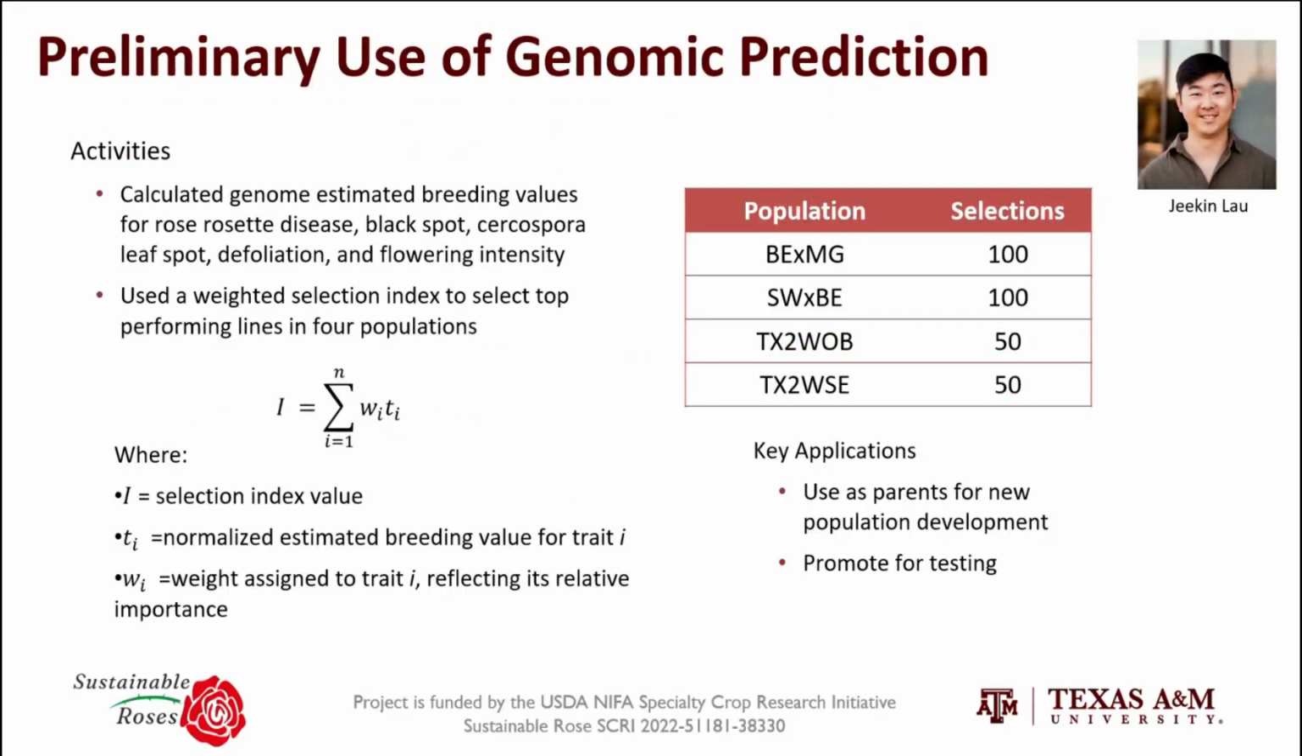This is work by Jikan Lau, who was mentioned earlier, a former postdoc in the program. He works at USDA-ARS, and he was the first one to do genomic prediction in roses, as far as I know. He took data from the populations that we had at that time. They were biparentals, and he had genotypic data and phenotypic data. So he calculated breeding values, and then we used a weighted selection index to identify the best performing lines based on a combination of traits.